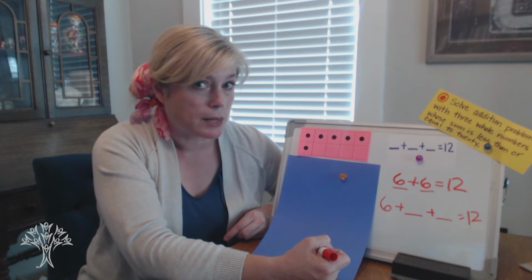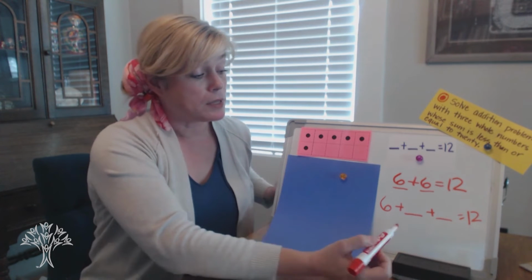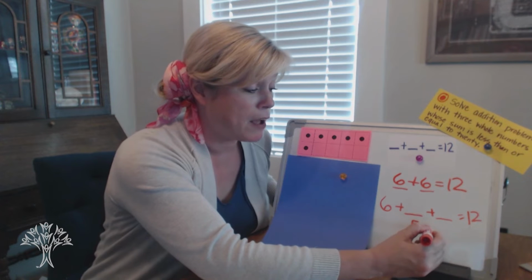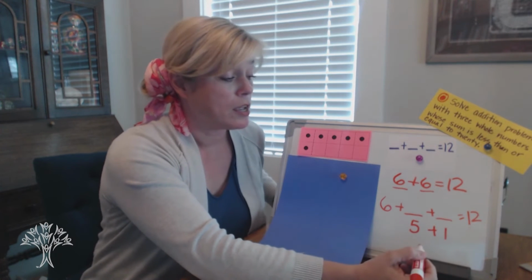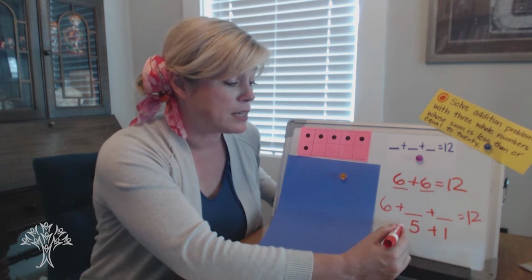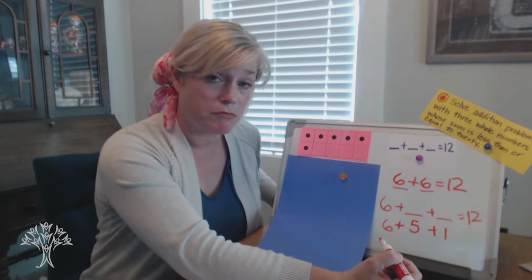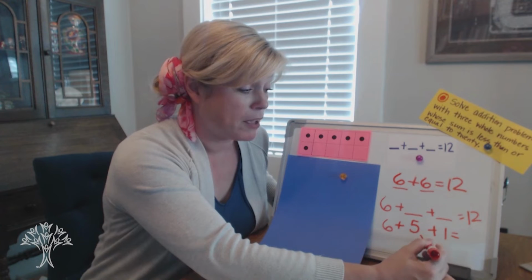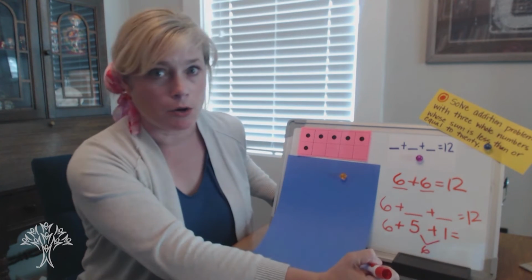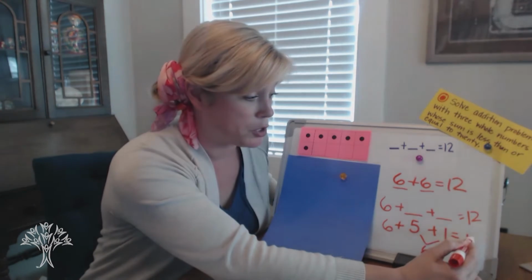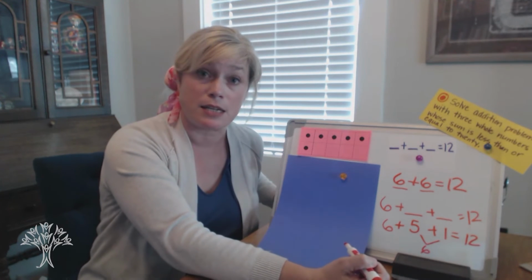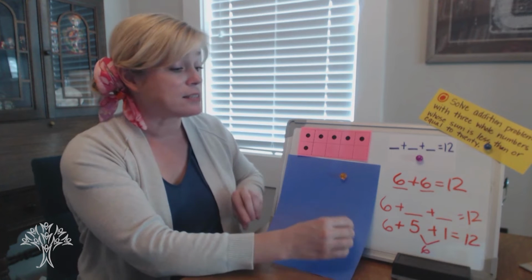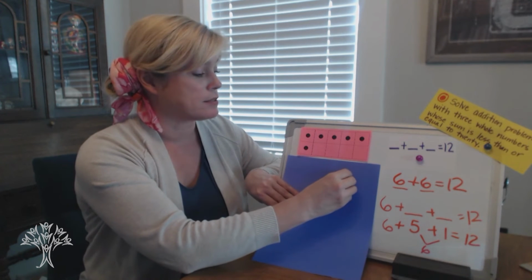I have 6. What could I put with this? Oh, yeah, I do think I am hearing someone say, well, what if I had 5 and 1? If I put 5 and 1 with 6, would that make 12? Could that be an option? Well, 5 plus 1 is 6, and we already know 6 plus 6 is 12. So sure, that could be an idea. Absolutely. Why don't we take a look at the next 10 frame to see what it is?